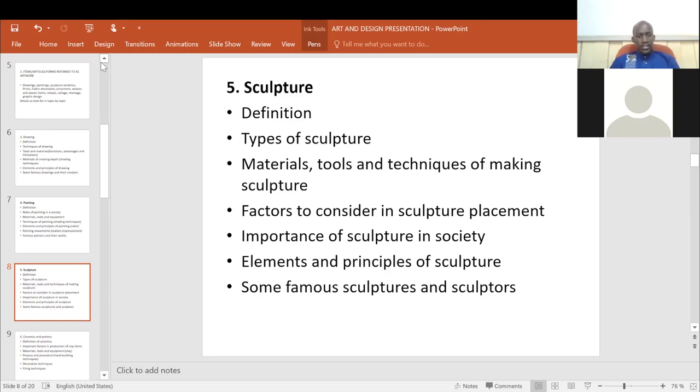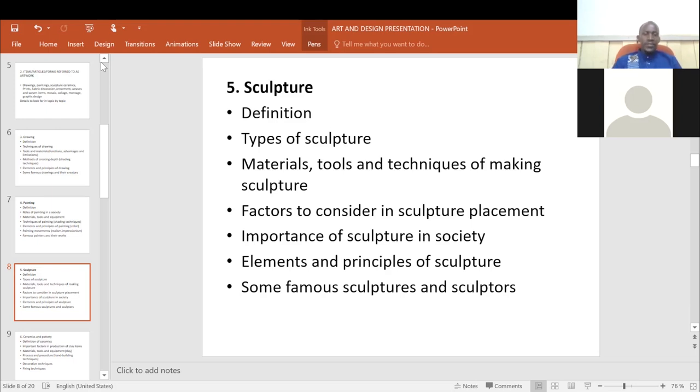Now, again, just like the other areas, let the candidates be able to familiarize themselves with at least some famous sculptors and sculptures. A good example of a sculpture, we have one at the Nairobi University. That is one example of a sculpture. So let the candidates be able to mention at least a few famous sculptors, and the personalities that did the sculptures.